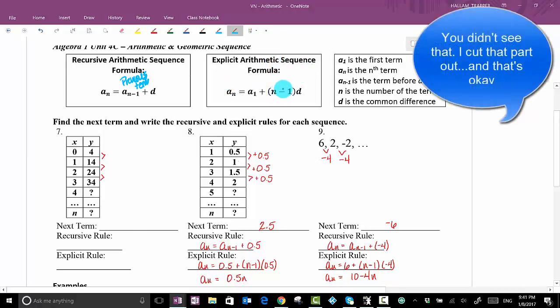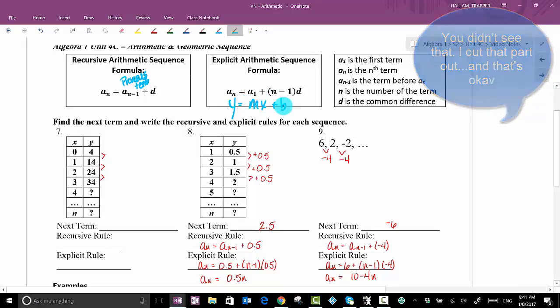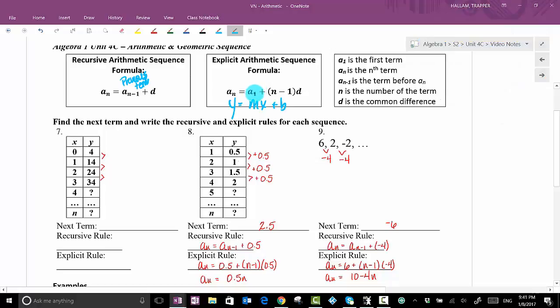Now, in an explicit arithmetic sequence formula, we saw how this transformed into y equals mx plus b, which is essentially what we can do with it. But the way that this formula works, and what I want to see you do in your notes and on your homework, is you have to have the first term, then you're going to add n minus 1, which represents the previous term, and then we're going to multiply by the difference. Okay, and that's going to get us to wherever we want to go. So if we wanted to get to the 100th term, we can plug in 100 right here. So just to recall, a is the first term, a sub n is the nth term, a sub n minus 1 is the term before a sub n, or previous term, n is the number of the term that you want to get to, and d is the common difference.